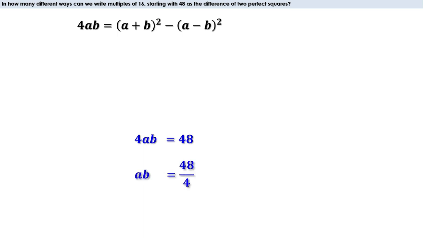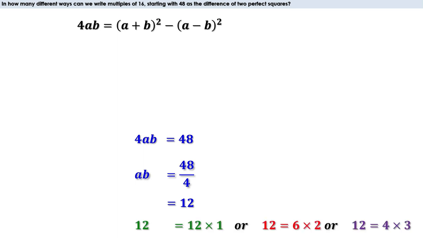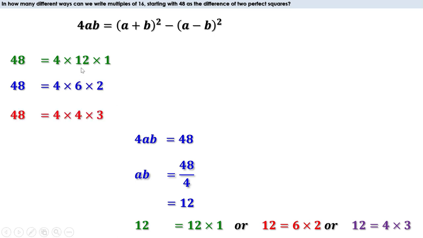Then AB equal to 48 by 4 or 12. AB equal to 12 means express 12 as a product of two numbers. We know 12 is equal to 12 into 1 or 6 into 2 or 4 into 3. Therefore 48 is equal to 4 into 12 into 1 or 4 into 6 into 2 or 4 into 4 into 3. Here A is 12 and B is 1.